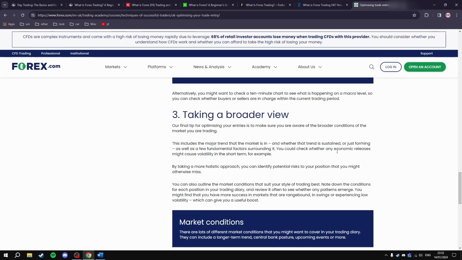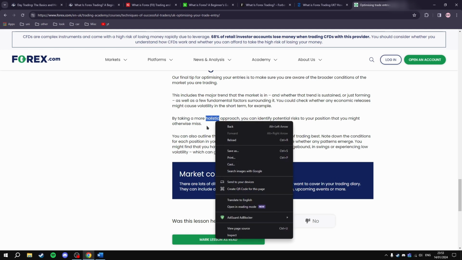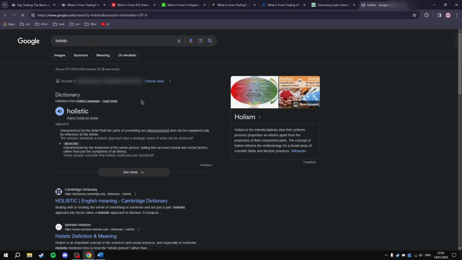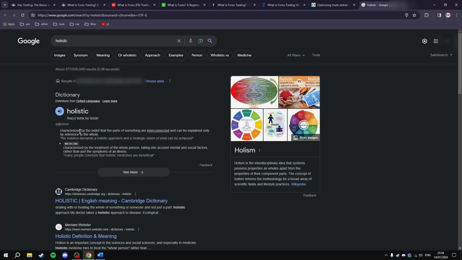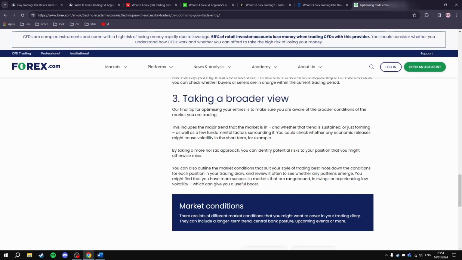You could check whether any economic releases might cause volatility in the short term, for example. By taking a more holistic approach, characterized by the belief that parts of something are interconnected and can be explained only by reference to the whole, you can identify potential risks to your position that you might otherwise miss. So taking a look at the whole picture, basically, instead of just focusing on one thing.